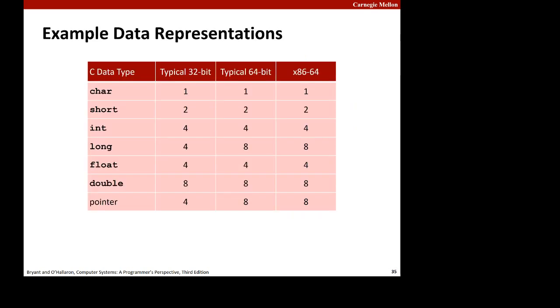And as I mentioned in some previous lecture, we've seen this slide before, depending on whether you're executing a 32-bit program or a 64-bit program, some of the data types will change. And particularly a pointer, an address, will change between being a 4-byte quantity or an 8-byte quantity.